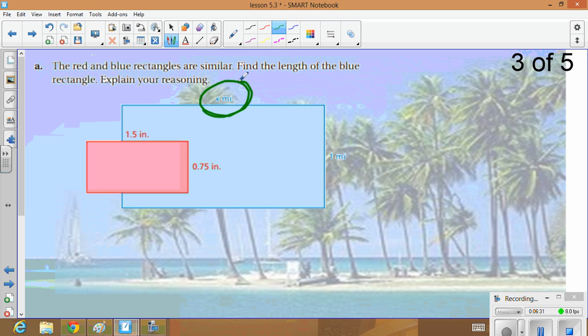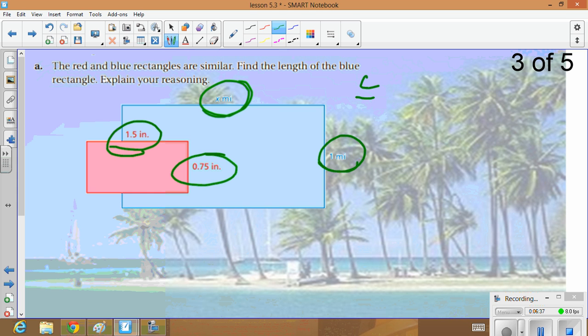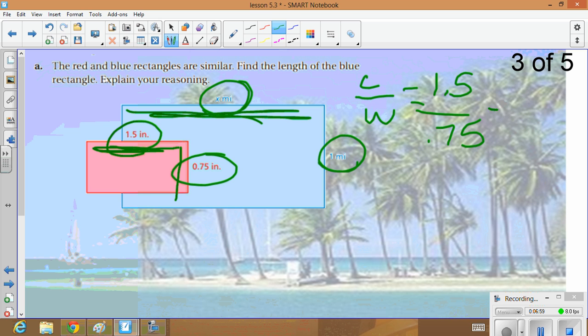We know length to width, and then length to width. So length to width, I want to solve for x. So remember, the order of how you write the ratio of the first set of fractions, you're going to write the ratio to the second set of fractions. So I'm going to do 1.5 over 0.75, so length, width. So I'm going to do this next one in the same order, x over 1.